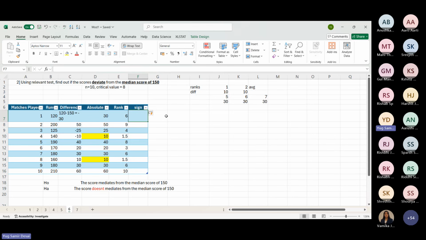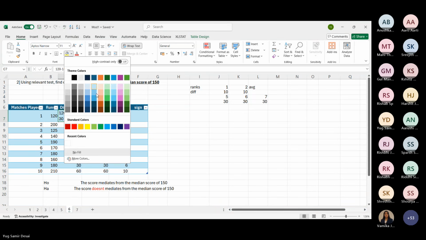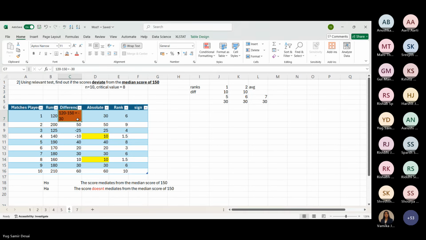Then we bring back the sign that was there in the original difference in our first step. So for the first value, we add a negative sign because the difference was negative. Then we add a positive sign. Next two were negative and all of the next values were positive.